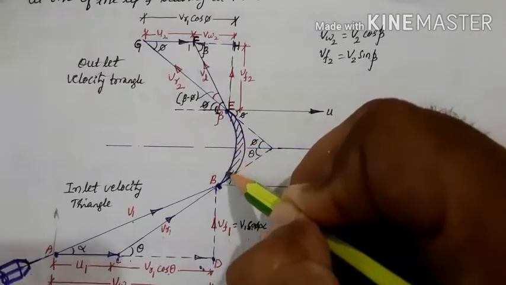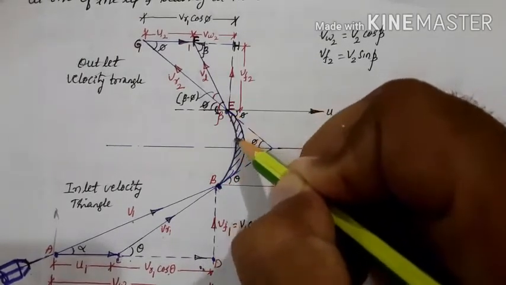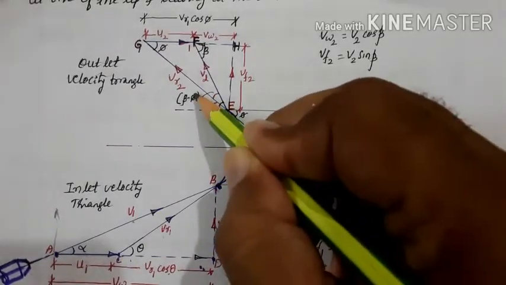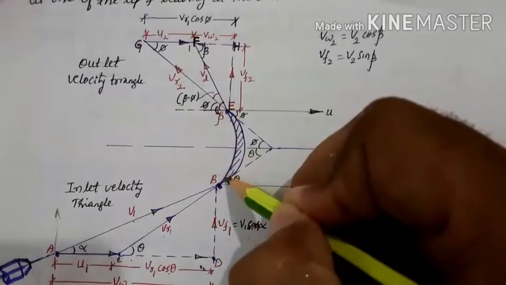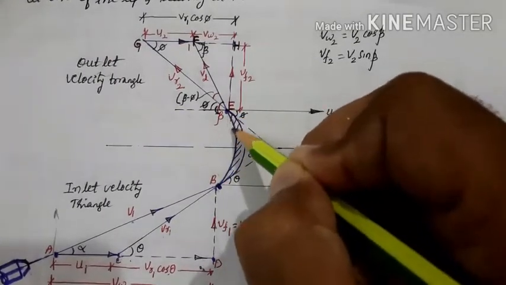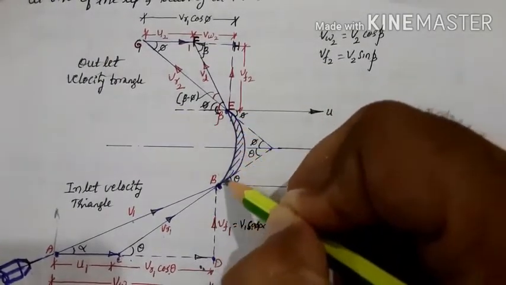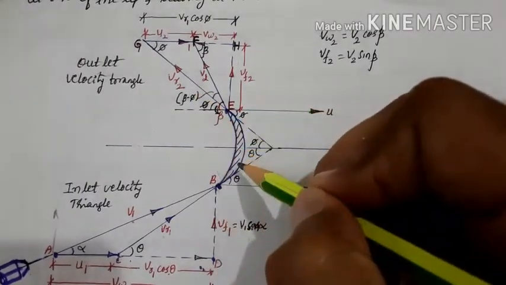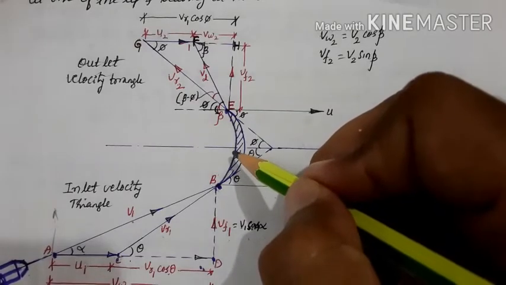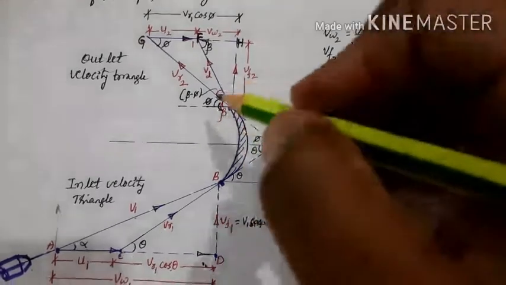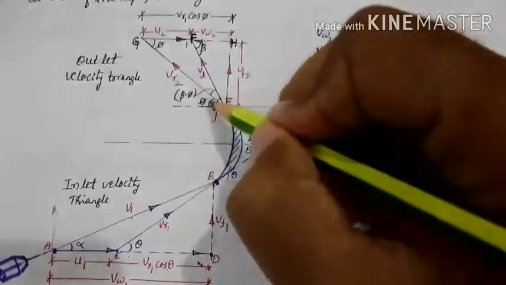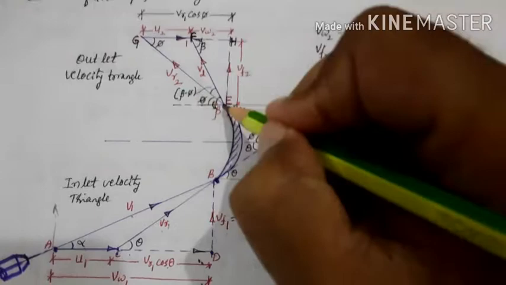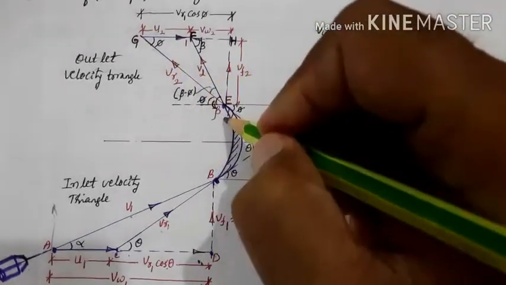If there is a loss due to impact or any frictional loss here, then this Vr1 is not equal to Vr2. These two will be of different velocities. Since here we are assuming this surface is smooth and there is no loss at all, hence Vr1 is equal to Vr2. And Vr2, the relative velocity, will be in the tangential direction to the vane at outlet.